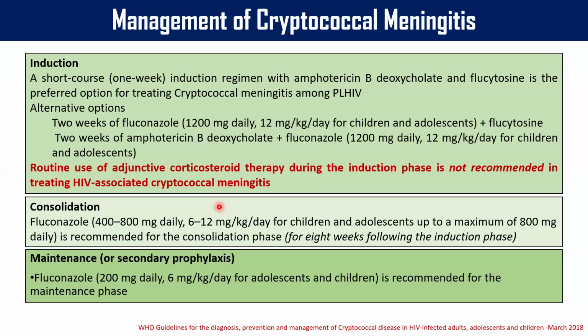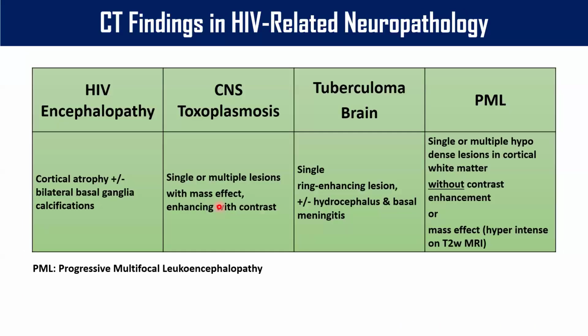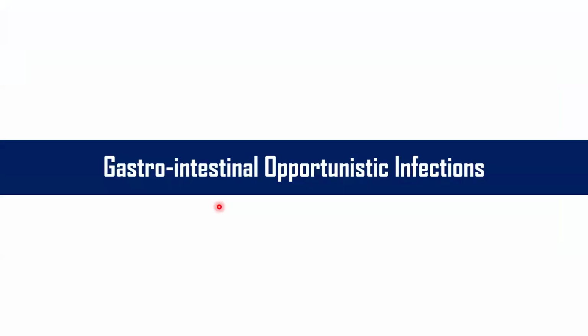So in the CT scan, HIV encephalopathy, you can have cortical atrophy and bilateral basal ganglia calcification. Toxoplasmosis will have a single or multiple ring enhancing lesion with a mass effect. Tuberculoma in the brain can have a single or ring enhancing lesion, and PML will have single or multiple hypodense lesions in cortical white matter without contrast enhancement. Nowadays, with MRI available, the whole picture is changed, and the picture will be even clearer.